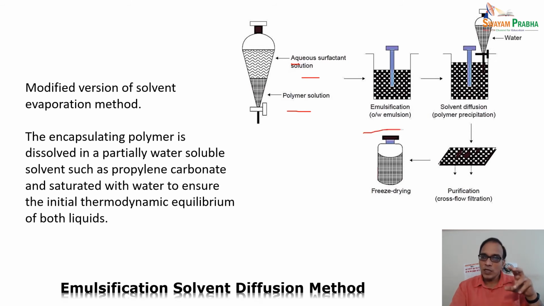Then the emulsification will be the next step, in which the oil and water emulsion is prepared, and then the solvent diffusion is done, causing polymer precipitation. For purification, cross flow filtration is done, and then after freeze drying, the polymeric nanoparticles can be obtained.